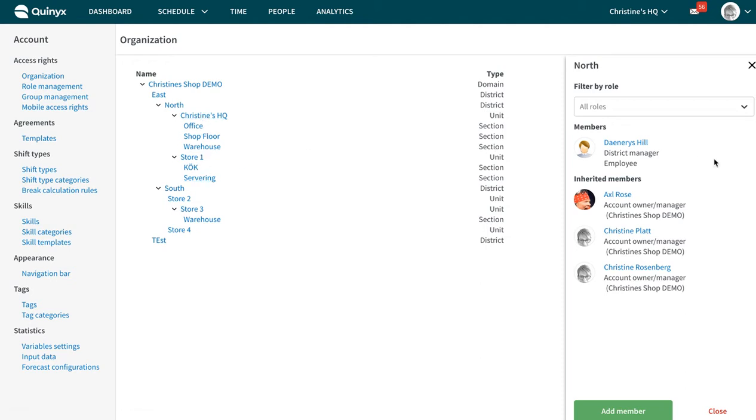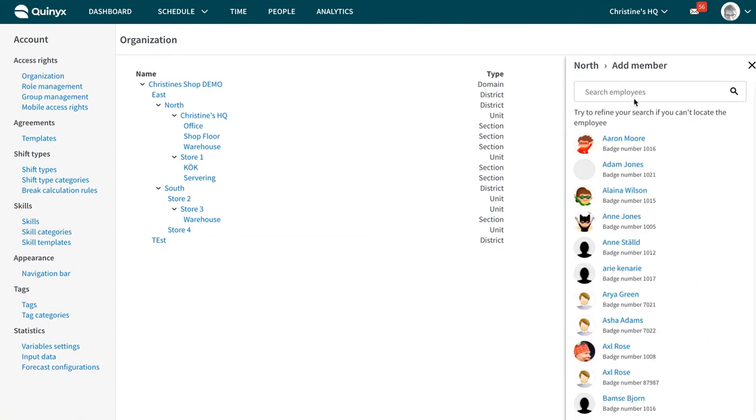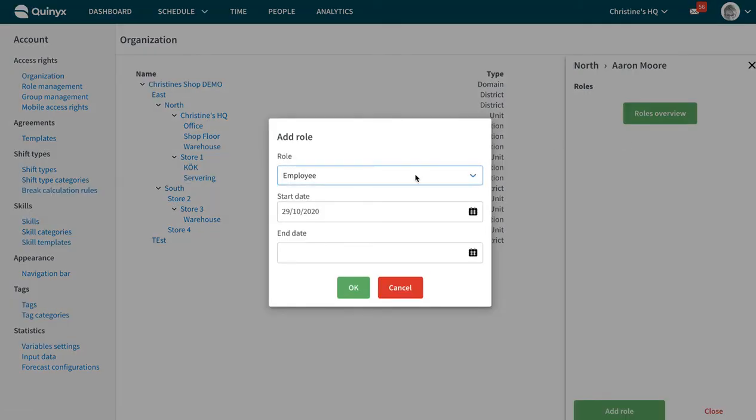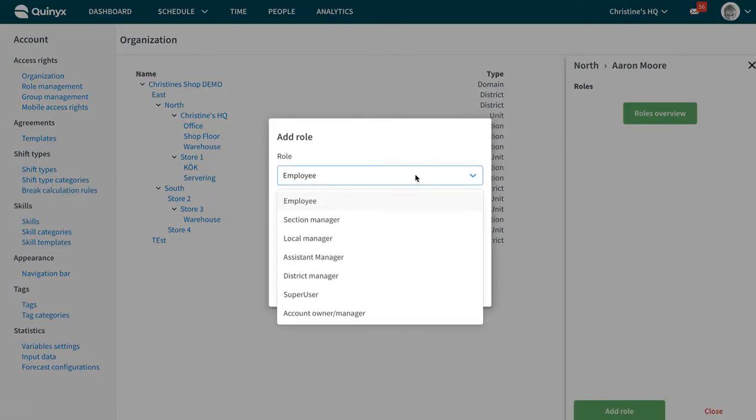I can also add another member by clicking Add Member, and then I can search for this other employee that's going to have access to the entire region. The role that you give the user defines what the user can do, and where you place the user defines what group the person has access to.